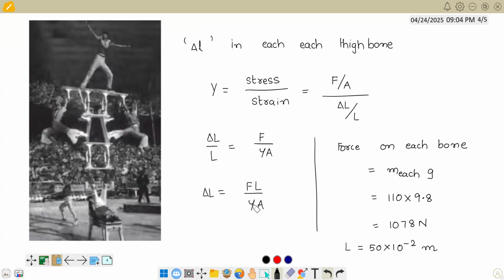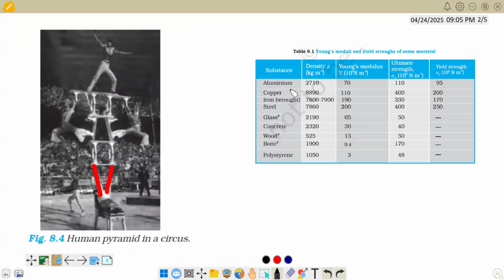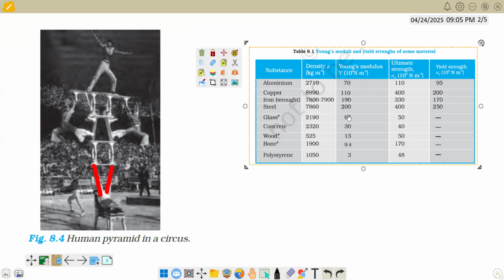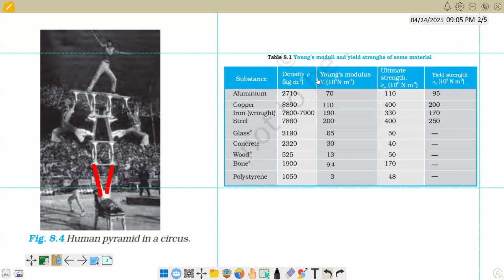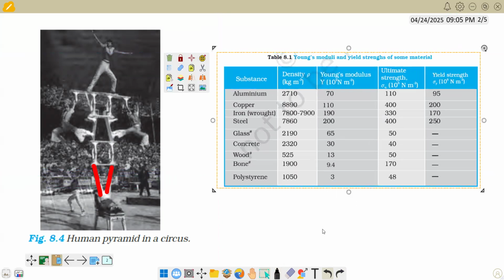Now, once we have all this, we got F, L, A, but I don't know the value of Y. So we can get the value of Y from the chart that is given in the NCERT only. He has given Young's modulus of various materials. If this question is ever asked in an examination, he will give you the values also. You no need to worry about it. Y is in 10 power 9.